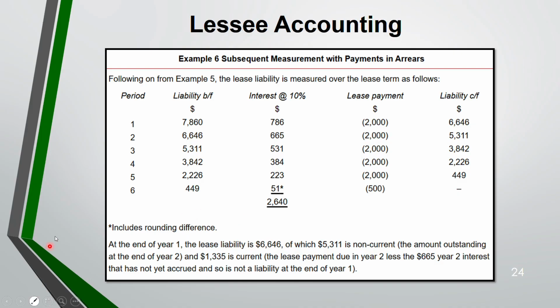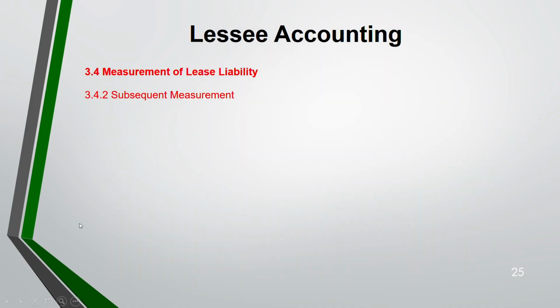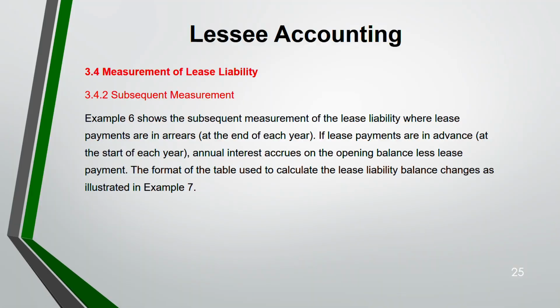Now coming to example 7, but before going to example 7, let us read one note regarding example 6. That is, example 6 shows you a subsequent measurement of the lease liability where lease payments are in arrears. That means at the end of each year. You see that 2000 was deducted at the end of each year for a subsequent measurement.